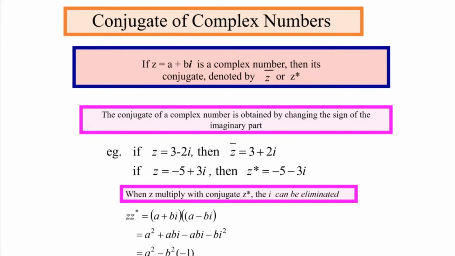Conjugate of complex numbers. If z equal to a plus bi is a complex number, then its conjugate denoted by z bar or z star. The conjugate of a complex number is obtained by changing the sign of the imaginary part. Example, if z equal to 3 minus 2i, then conjugate is 3 plus 2i. If z equal to -5 plus 3i, conjugate is -5 minus 3i.